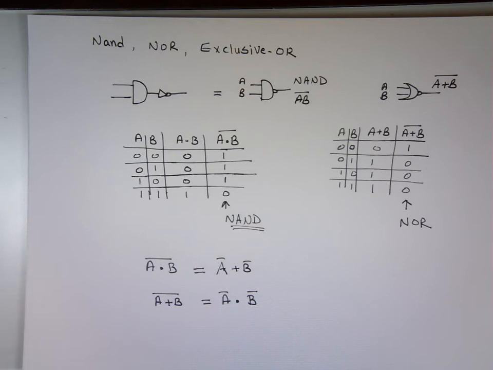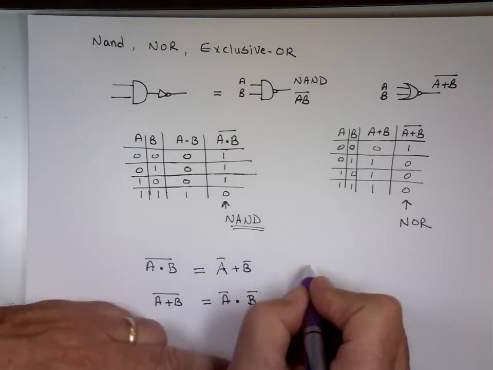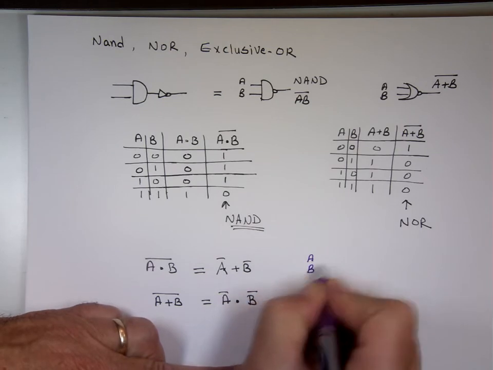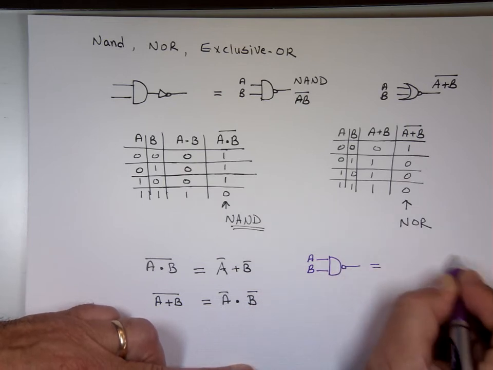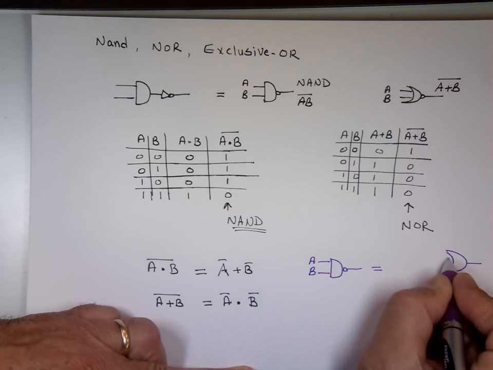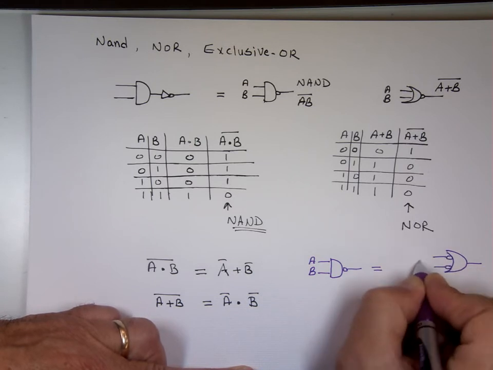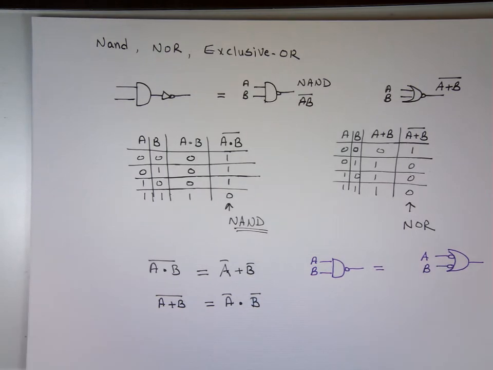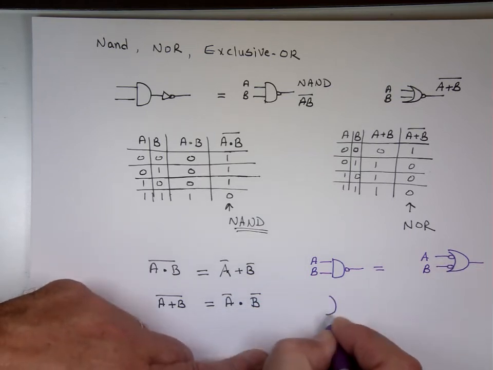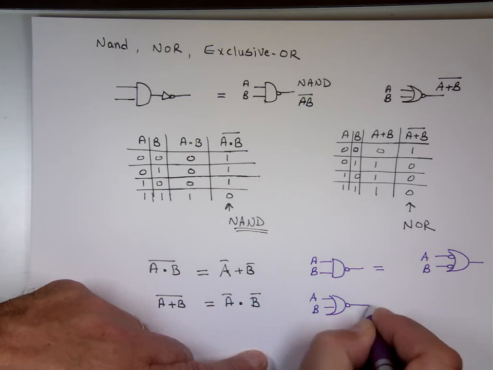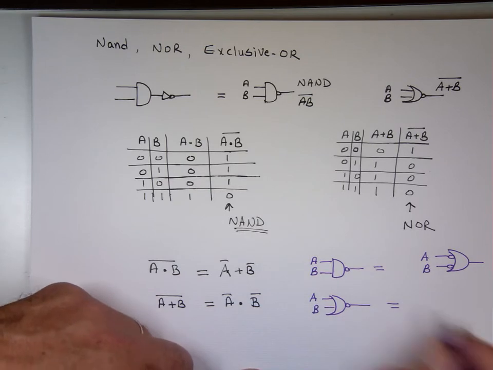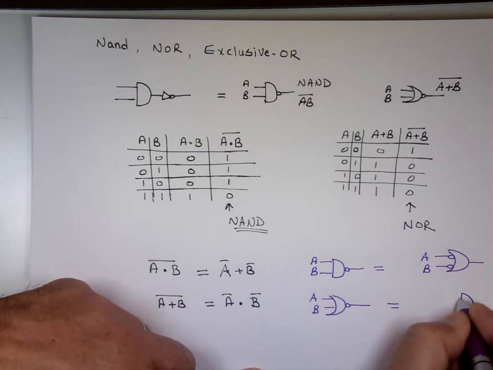Again, what the first one is telling me: a NAND gate with A and B going to it is equal to an OR gate with both of its inputs complemented. You complement both inputs. That little bubble, the little circle, means complement them. And this one says an OR gate is equal to an AND gate with both of its inputs complemented.